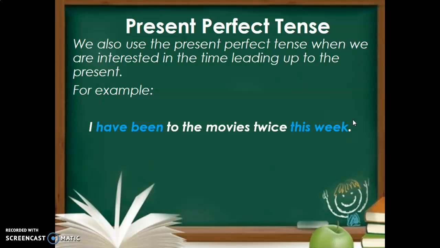This week means that the week hasn't finished yet. We're still during the week. So this week is an action that happened in the past, but it's connected to the present. Because he doesn't know if he's going to go to the movies one more time, or if he's not going to go. Another example, we have a contraction form. I've been to the movies twice this week.